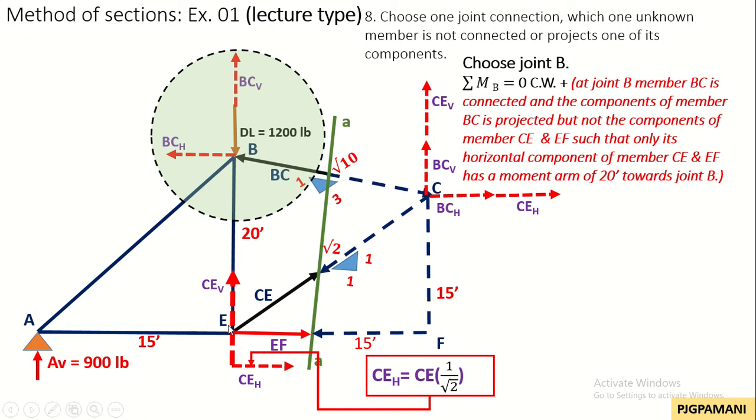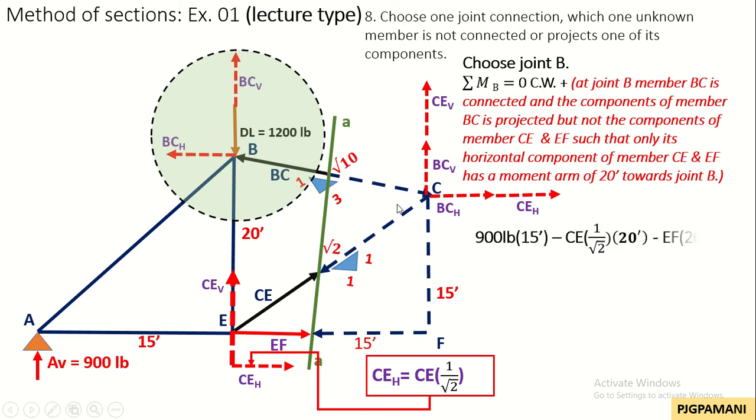As shown in this figure, only member EF and the horizontal component of member CE can produce moments about joint B, such that the vertical component of member CE has no moment arm distance towards B. Disregard this side of the truss system so as to not go with repetitive equations or repetitive considerations.